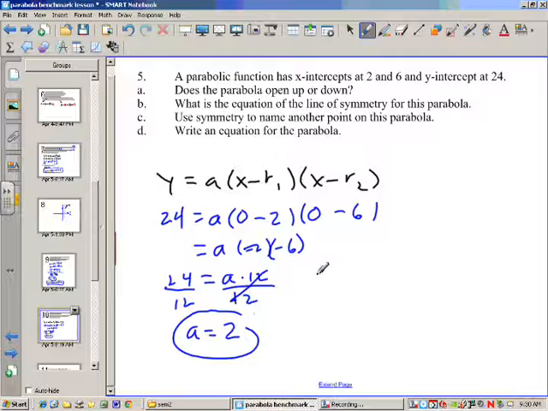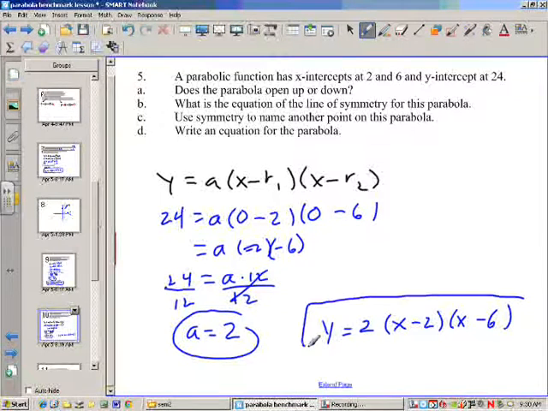Again, don't plug in the x and y. Just plug in what we know about A, R1, and R2. So we get y equals, A is 2. We leave the x, plug in the roots, and that is our final answer for the equation.